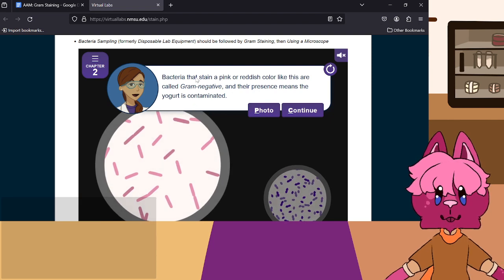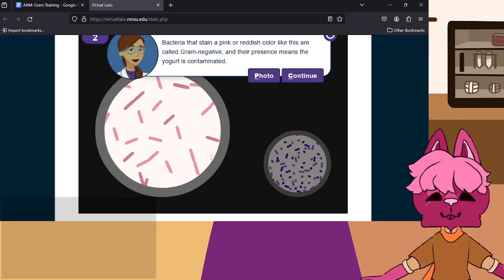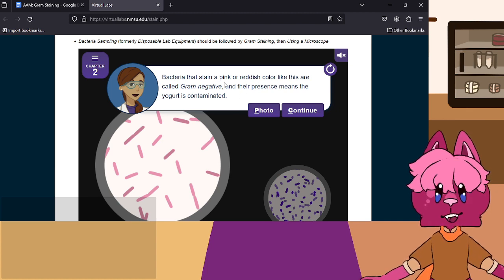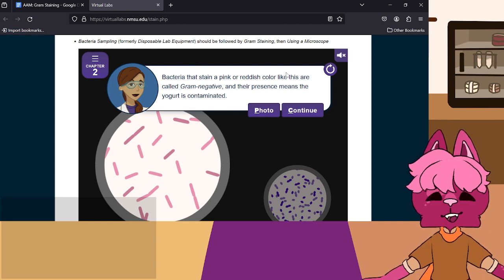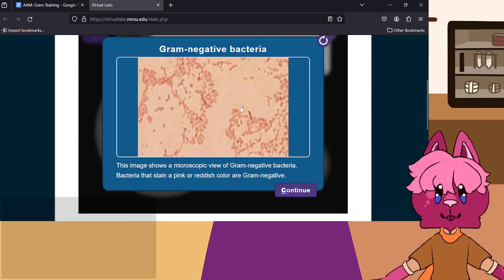Bacteria that stain a pink or reddish color like this are called gram-negative bacteria. So here we can see their artistic rendition of gram-negative bacteria. By the looks of these, they are bacilli shaped. And because the lab is focusing on yogurt, it mentions here that their presence means yogurt is contaminated. And then here's a photo of what that actually looks like.